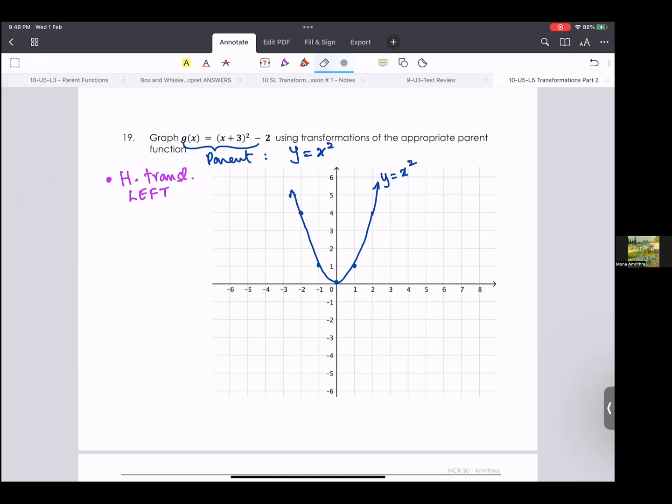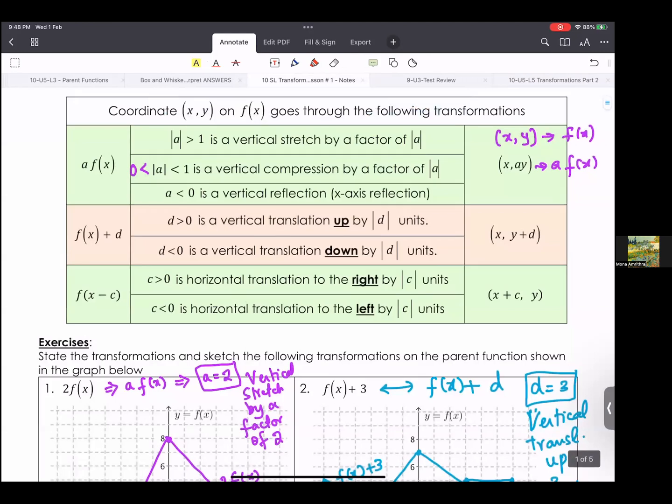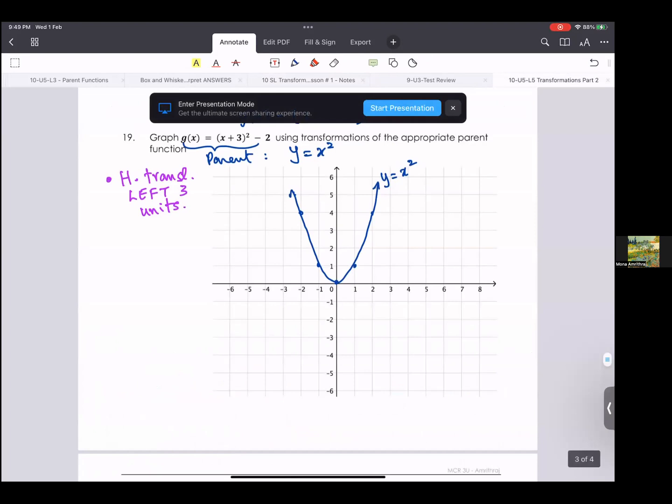I'm running a little tight on space there, so I'll just write it here: 3 units. Essentially what we're doing is we're taking that g of x and writing it as x minus negative 3, all of that squared, minus 2. So that plus can be written with a double negative. Why are we doing that? Because there's an inbuilt minus sign in the horizontal translation. If you go to the lesson 1 notes, you see that there is an inbuilt negative sign. That's the reason we do that. Try to bring it back to the form.